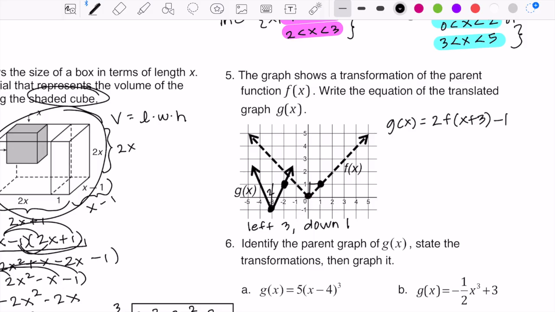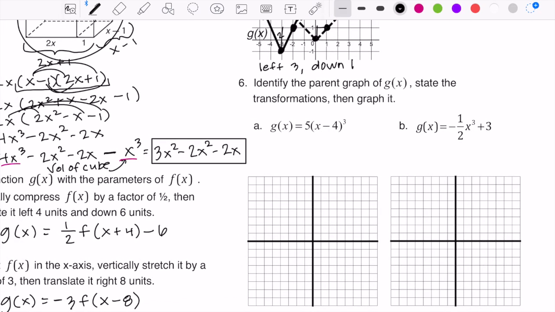Okay, this one is asking us to identify the parent graphs and then state the transformation. So this one is different now because you'll notice that they're actually giving us an equation. So our parent graph is going to be y equals x cubed, or f of x equals x cubed. And so then we would make a table for that. And then you're just going to plug these 5 x values in, or some of you have them memorized because we've done it a bunch this chapter. And then we're just going to do the transformations. So state the transformations is what actually it says.